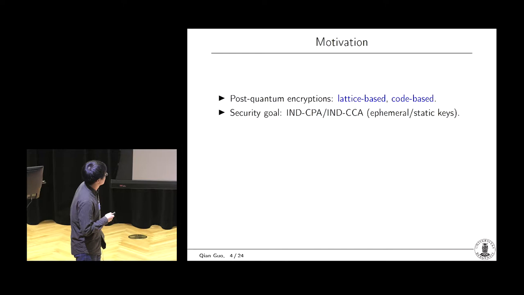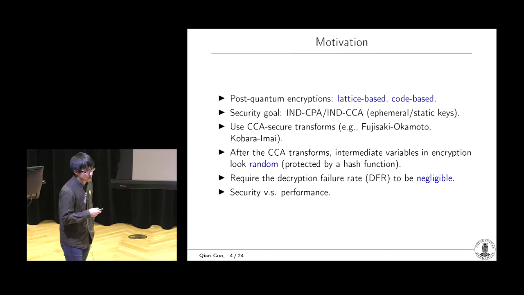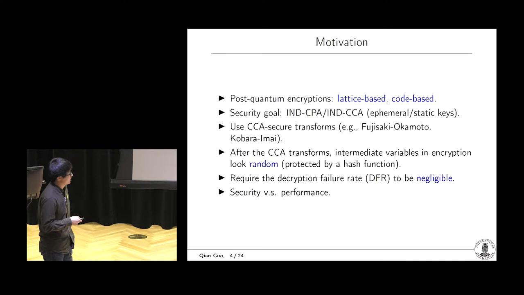For encryption, usually we have two security goals, IND-CPA and IND-CCA. If we want to use ephemeral keys, IND-CPA is enough. But if we want to use static keys, we need to achieve IND-CCA. So we need to use some CCA transforms like Fujisaki-Okamoto or Kobara-Imai. After this transform, these intermediate values will be protected by hash functions, so we cannot modify them arbitrarily.